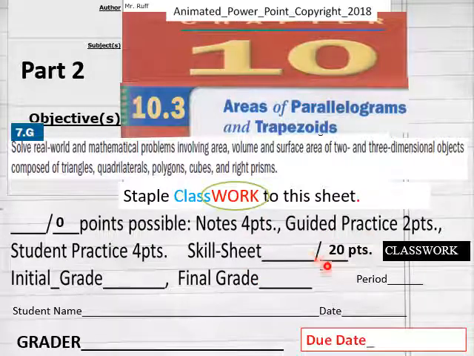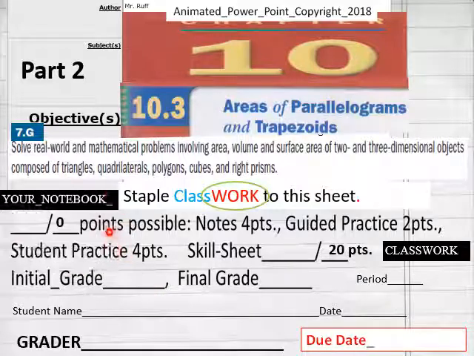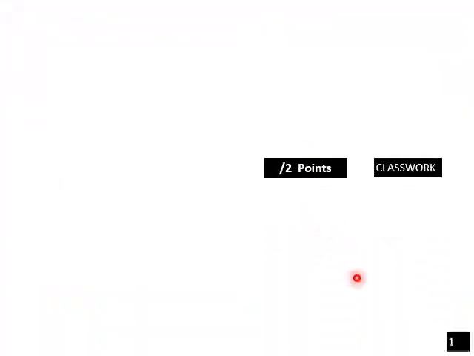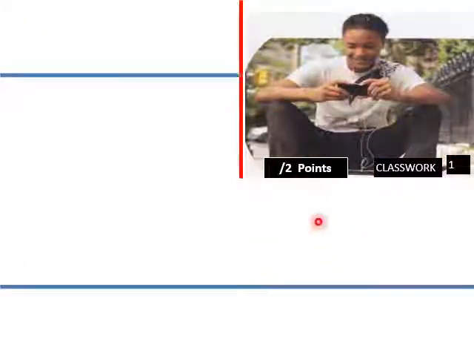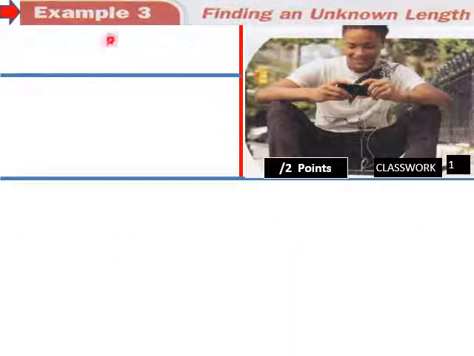And for today's classwork, we got 20 points here. Go on your classwork sheet. Students, make sure you put your name, date, period, due date here for onliners, homeschoolers. And you have 0 points here that go on your notebook, so there's no notes. It's all classwork. And we go right into our next example here on 10.3 areas.